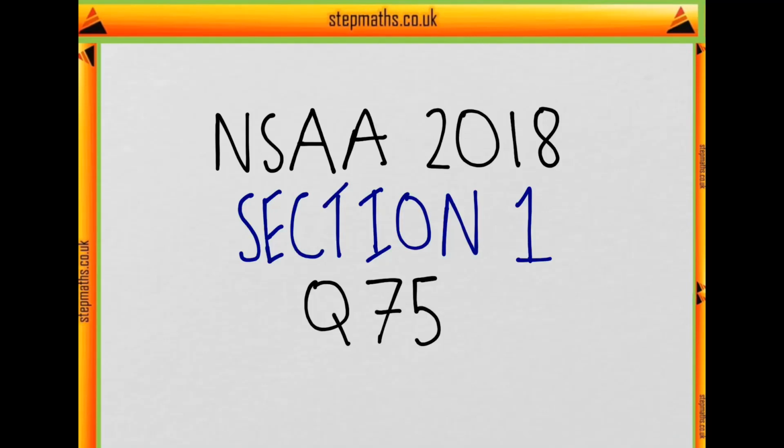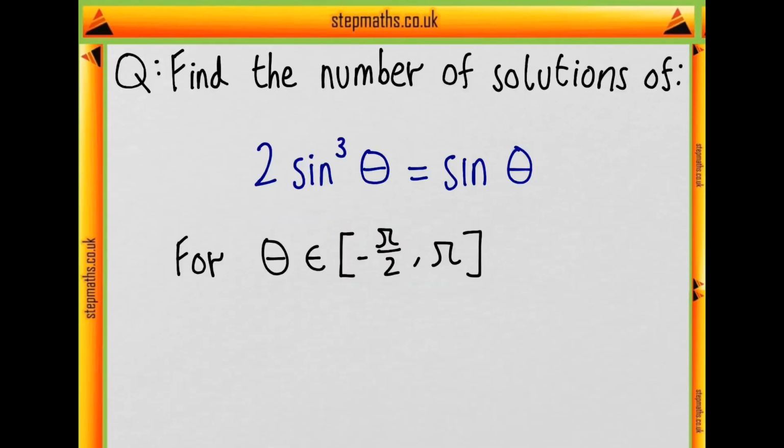This is question 75 from section 1 of the 2018 NSAA paper. This question asks us to find the number of solutions of this equation, 2 sine cubed theta equals sine theta, for theta in minus pi over 2 to pi inclusive.